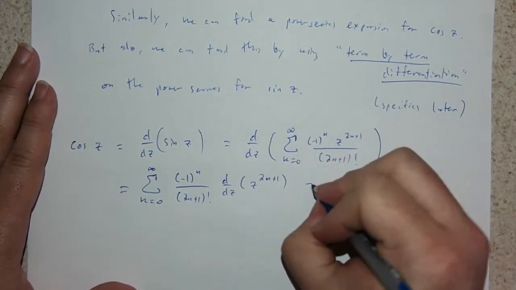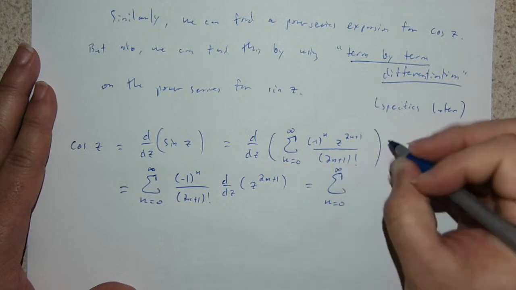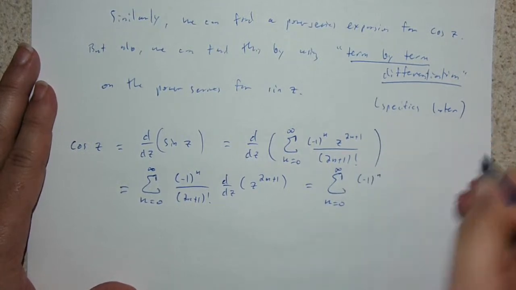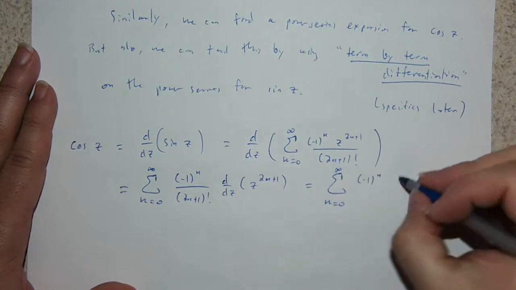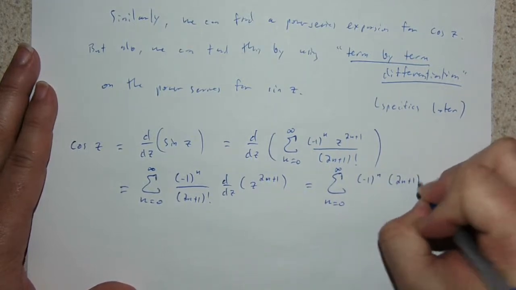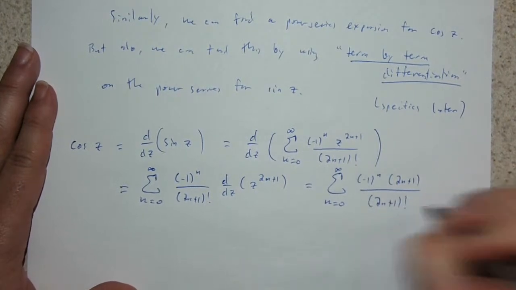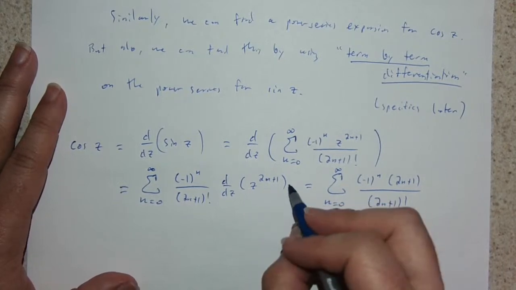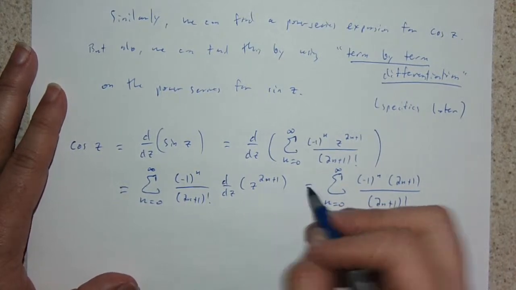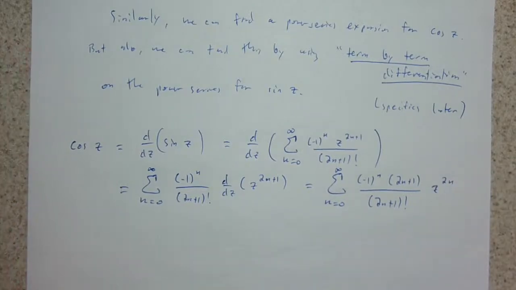Well, I know how to differentiate that. So this is the sum from n equals 0 to infinity of (-1)^n times, when I take this derivative, this 2n plus 1 comes down. So this is (2n plus 1) over (2n plus 1) factorial. When I take the derivative of this, this is 2n plus 1 times z to the 2n plus 1 minus 1. So z to the 2n is left behind here.